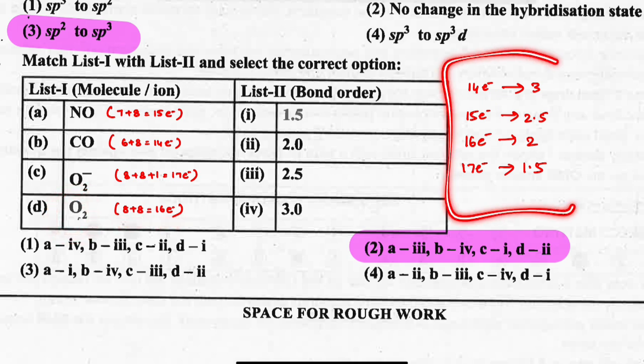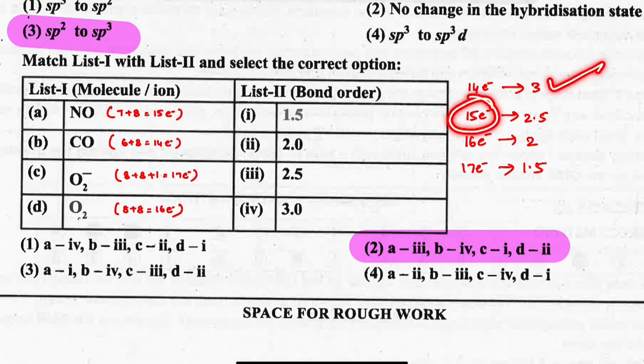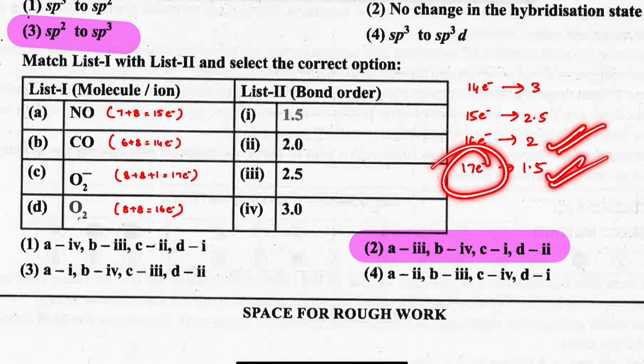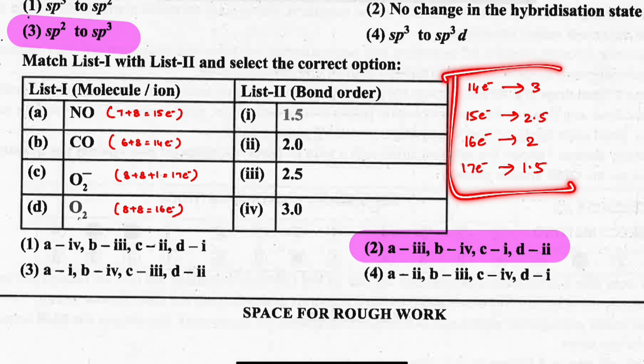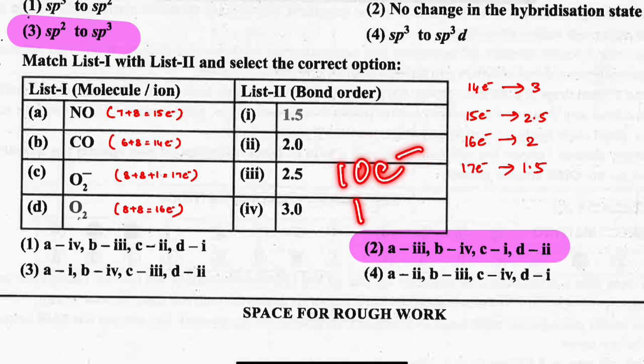So here you can see, if 14 electrons are there, the bond order will be 3. If 15 electrons are present, bond order will be 2.5. If 16 electrons are present, bond order will be 2. If 17 electrons are present, bond order is 1.5. You can go to the playlist and check my videos. I have made a trick in which I started from 10. If 10 electrons are there, what will be the bond order? If 11 electrons are present, what is the bond order? So go through that trick, it will be very helpful to you. Just calculate the number of electrons and you can find the bond order.